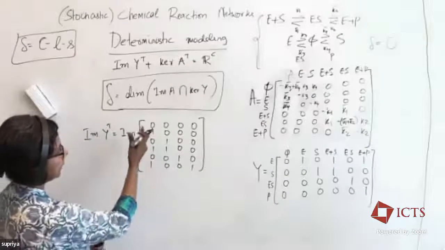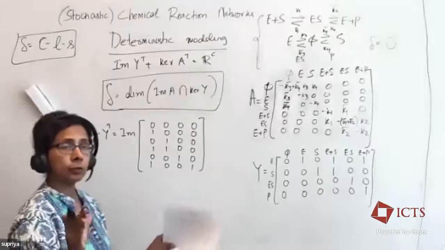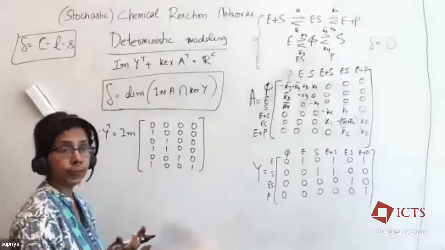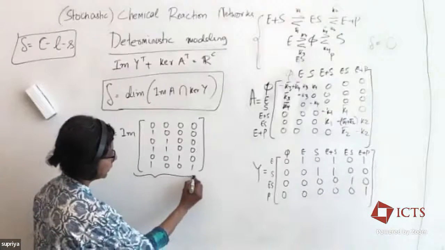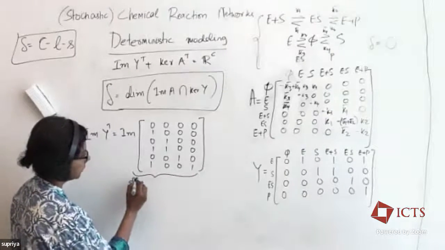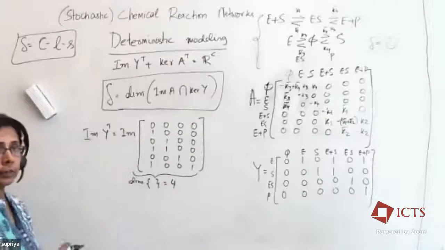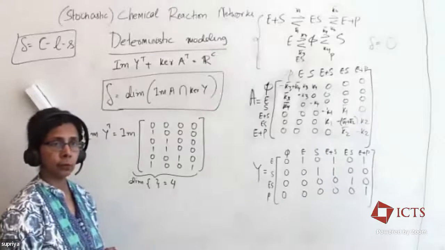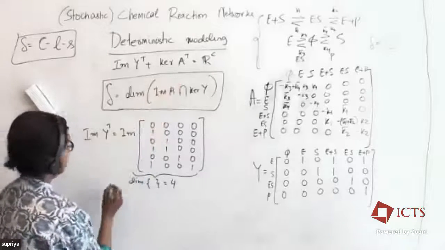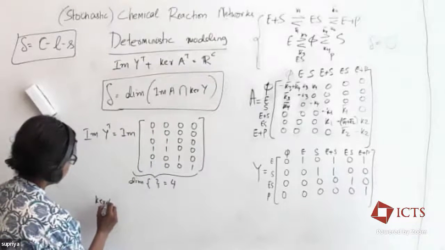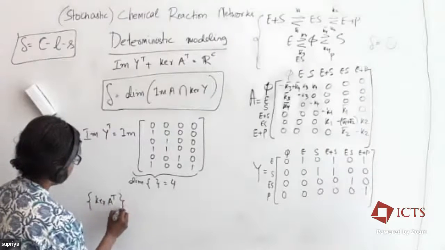Now when you look at the image of these things, remember the dimension of the space was the number of independent column vectors. So we easily see that there are 4 independent column vectors here. So the dimension of this image space is 4. And the kernel of A, we see that the dimension of the kernel of A is 2.